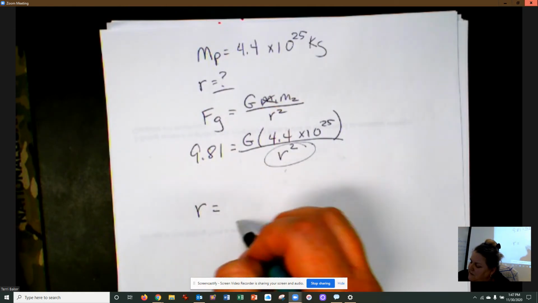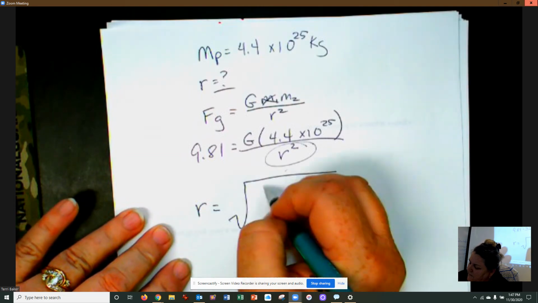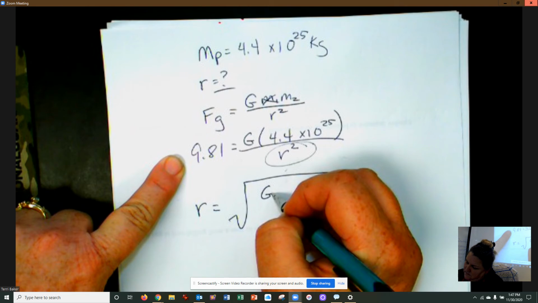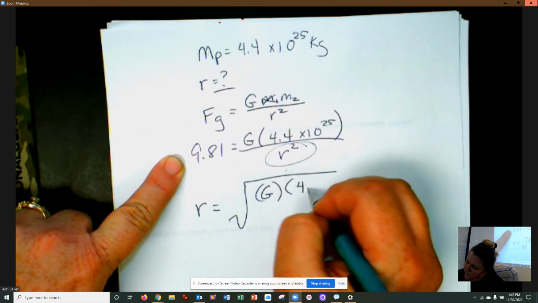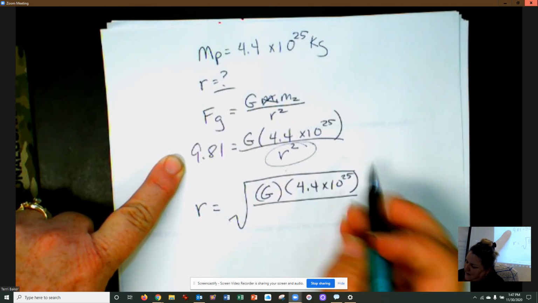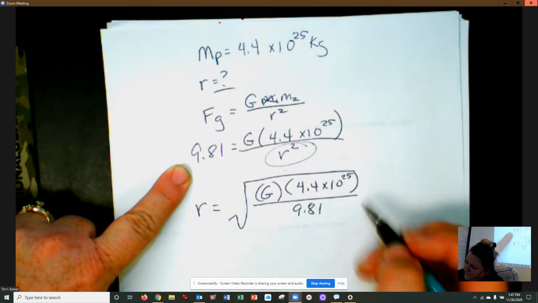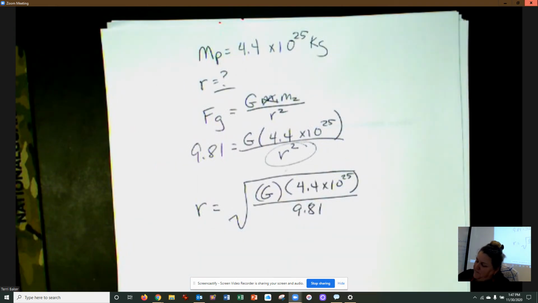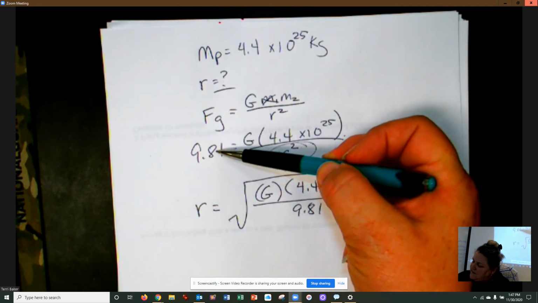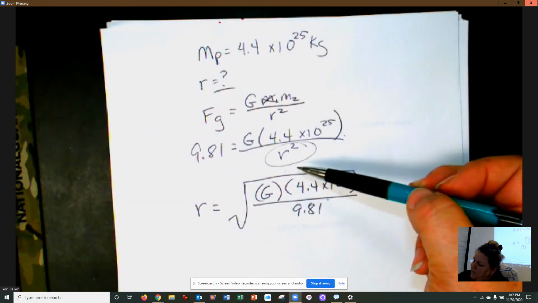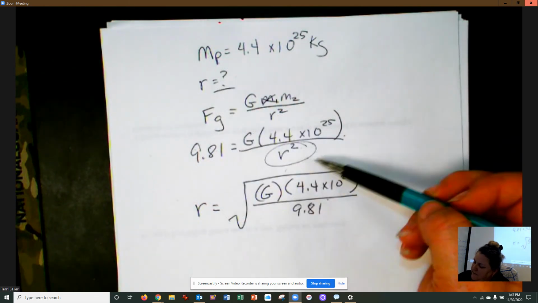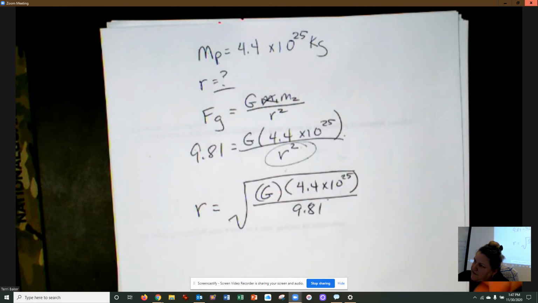So r is going to equal the square root of G times 4.4 times 10 to the 25th divided by 9.81. This and this is the same equation. I just took the r squared over to this side, and I brought the 9.81 back over to this side. And then to get rid of the squared, that was the r squared, I took the square root of each side.